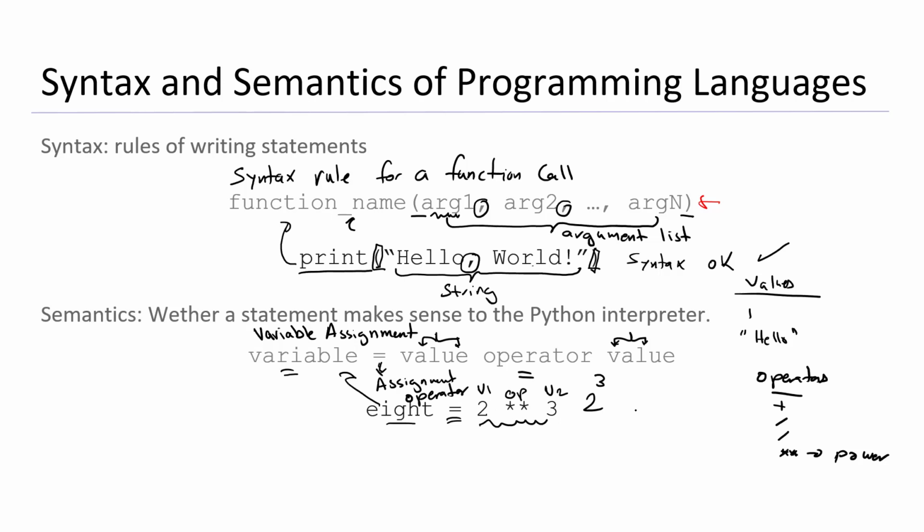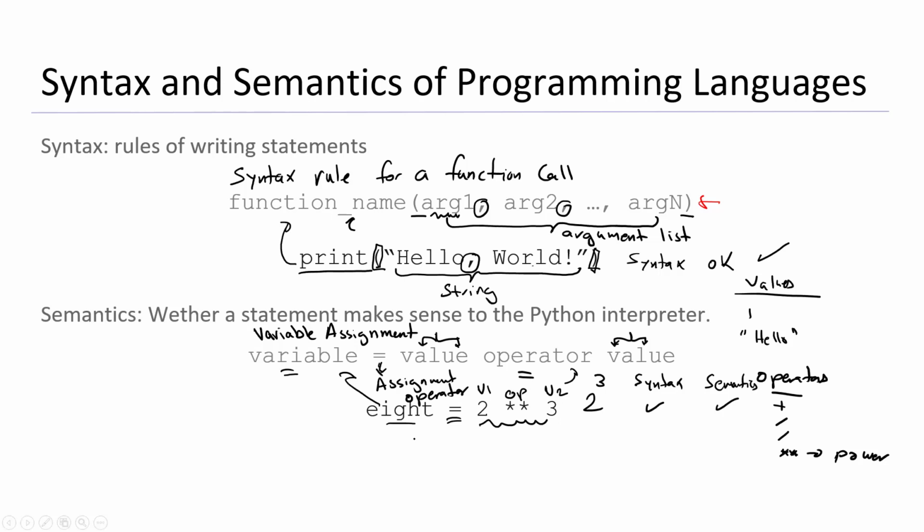Now this statement, in terms of syntax, is correct because it matches this rule in here. And in terms of semantics, it's also correct because Python is able to calculate 2 raised to the power of 3 and then takes the result and puts it inside this variable.